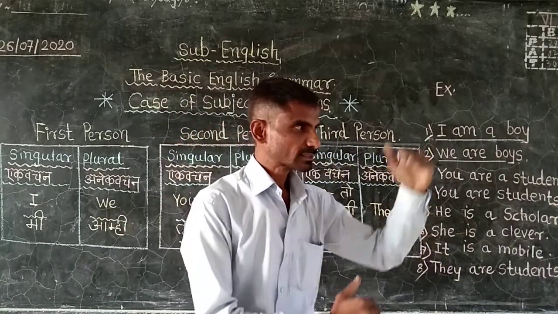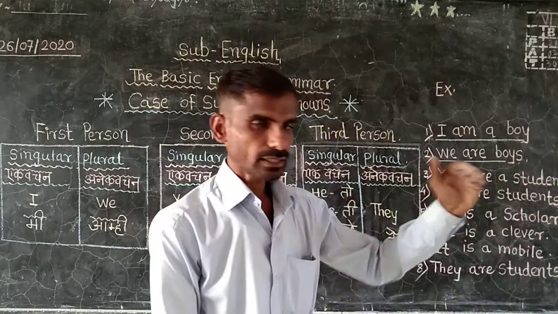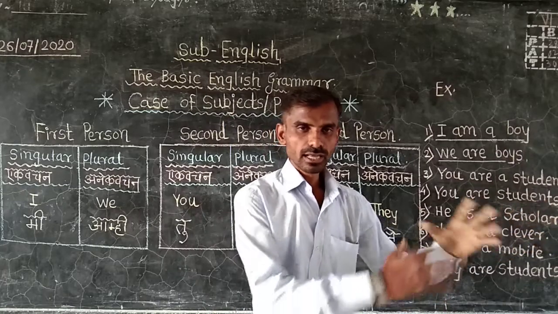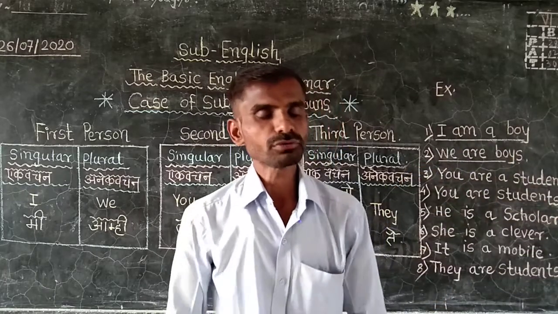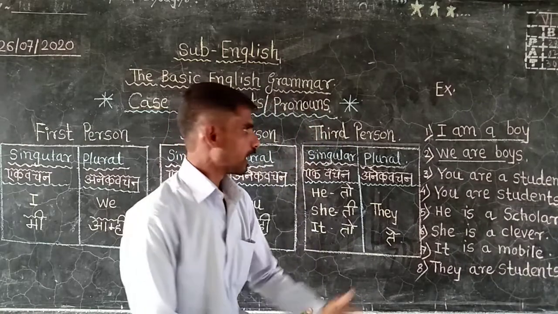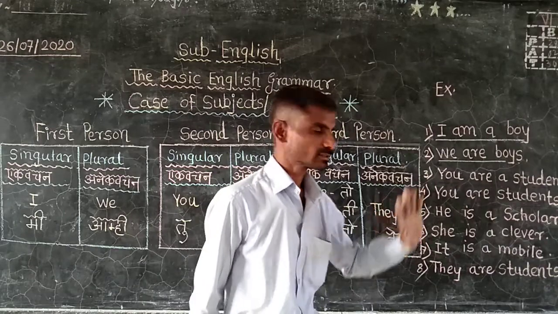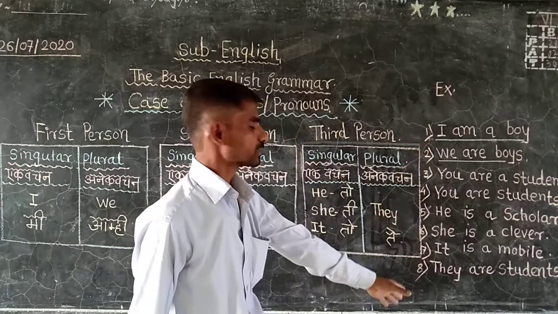And the plural case for the third person is they, isn't it? He is a boy, she is a girl, and they are students, isn't it? He is a boy, she is a girl, and they are students of our classroom. Now see some examples we have done, how to develop examples just by using the same cases, using the 8 different pronouns.